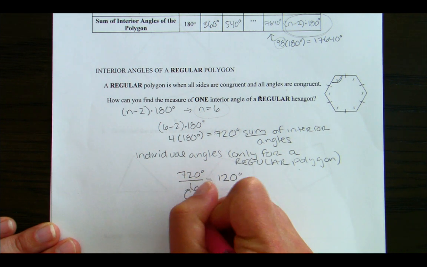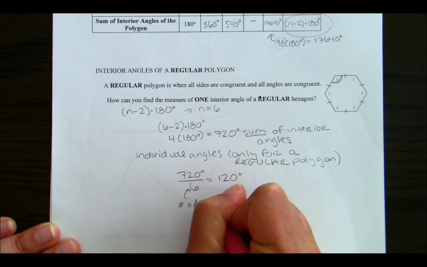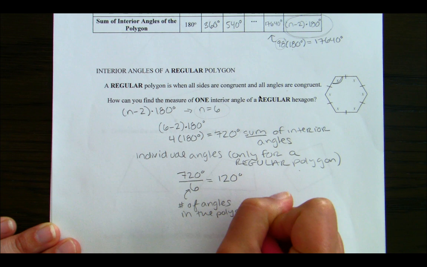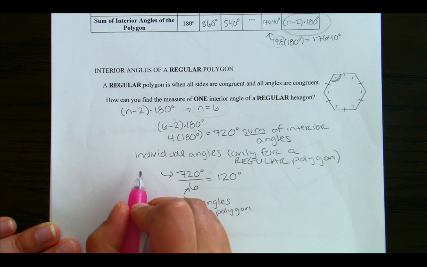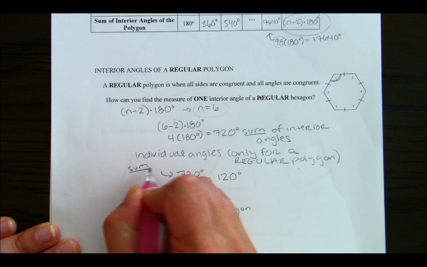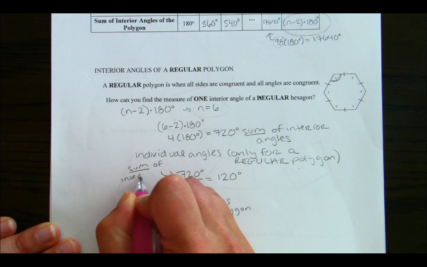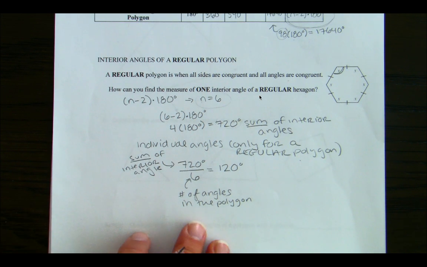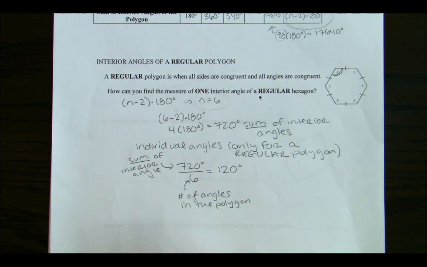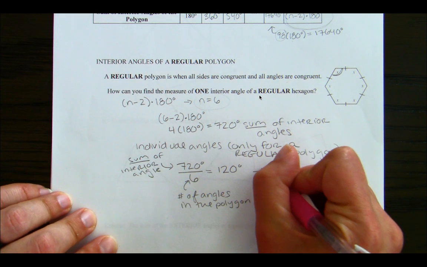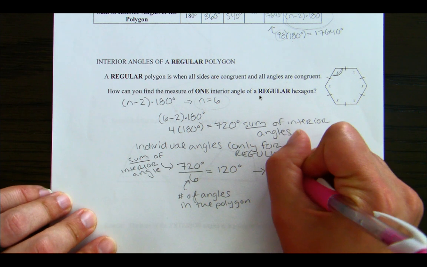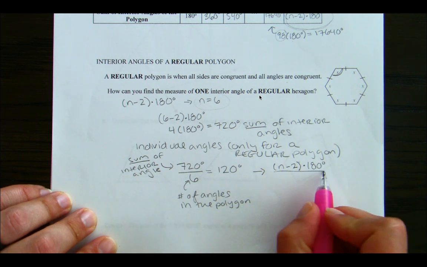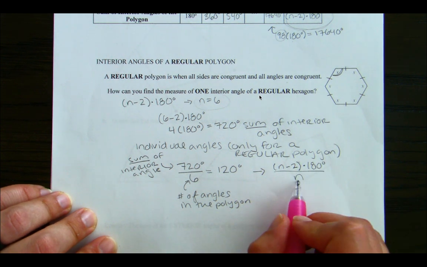Again, this is the number of angles in the polygon, and this is our sum of interior angles. I highly recommend that you write these formulas down as you will be using them. If we want to generalize this one, I would write it as n minus 2 times 180, which is our sum, divided by n, which is the number of angles or sides that we have.